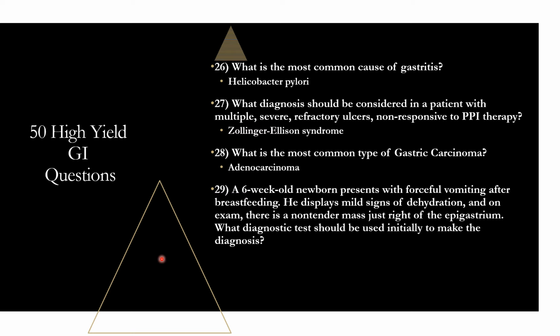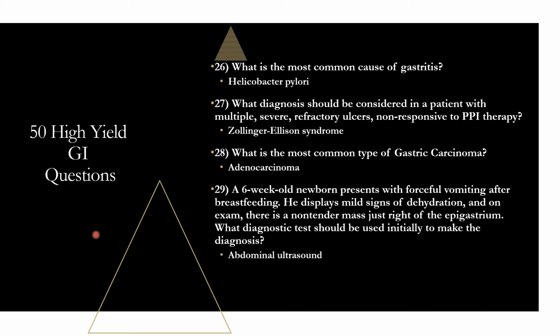It's a newborn, so we know there's certain things that are seen in this age range. Forceful vomiting. They don't just say vomiting, they say forceful vomiting. Another way to say that would be projectile vomiting. Okay, so we have this going on here. Displays mild dehydration, and it's related to the vomiting. And then on an exam, there's a non-tender mass just right of the epigastrium. So what should you be thinking in this case, and what would you use for the diagnosis?